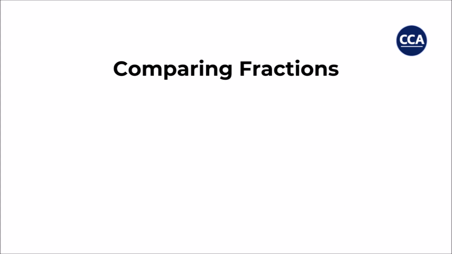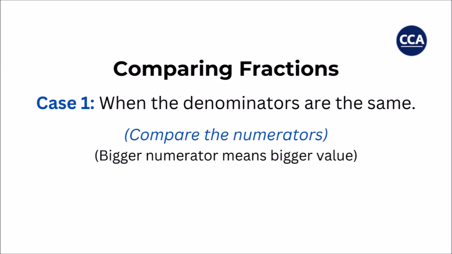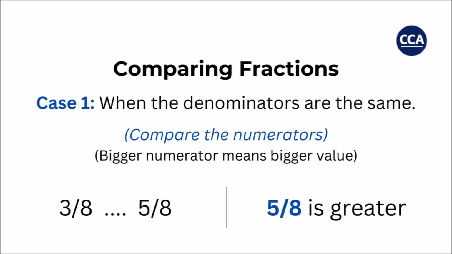When we compare fractions, we see three different cases. Number 1, when the denominators are the same. In such cases, we simply compare the numerators. Bigger numerator means bigger value. For example, which one is bigger? 3/8 or 5/8? Let's compare the numerators. Since 5 is greater than 3, 5/8 is greater than 3/8.